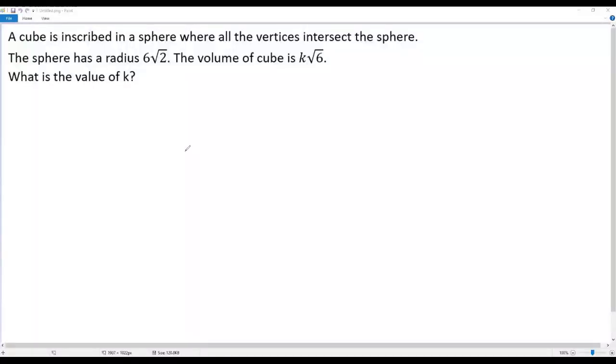Here we have a SAT math question. Okay, let's go through the information. A cube is inscribed in a sphere where all the vertices intersect the sphere. The sphere has a radius of 6 times square root of 2. The volume of the cube is k times square root of 6. What is the value of k?